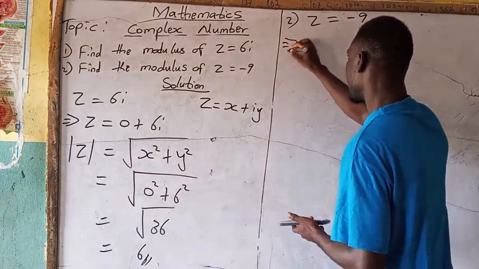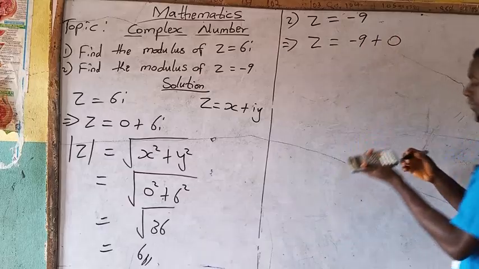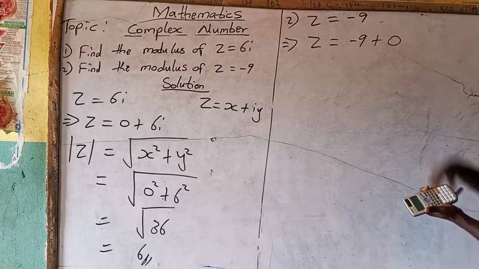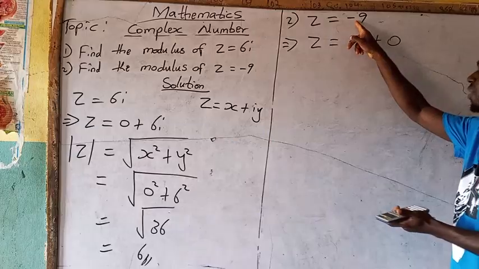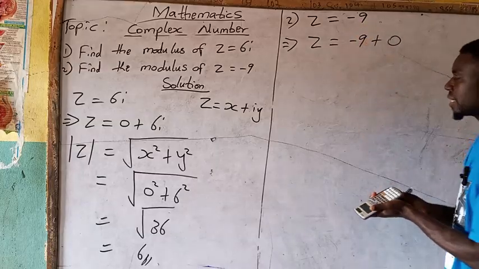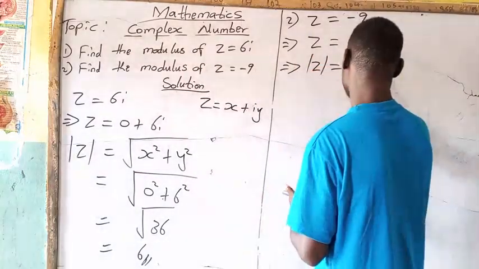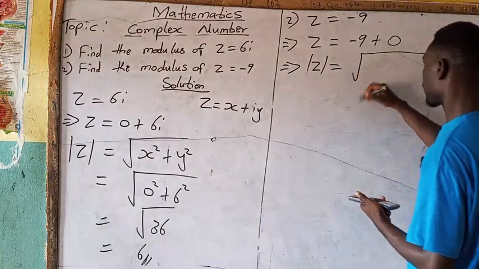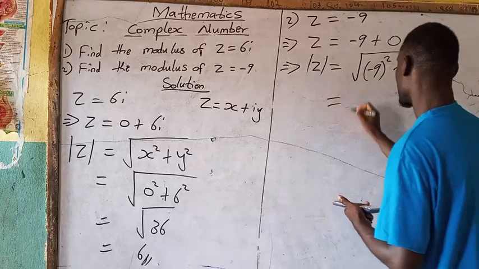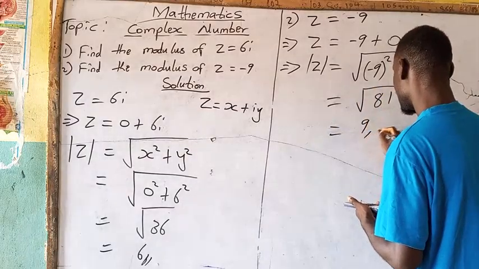So this implies it should be in the form minus 9 plus 0i, where our imaginary part is 0. Just like what we did before, but in this case the real number was given and the imaginary number was not given. There's no i here, so we put it in this format. So for z, we have minus 9 squared plus 0 squared, which gives us the square root of 81, which gives us 9 as our final answer.